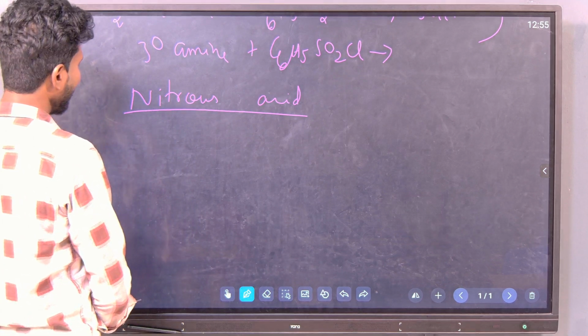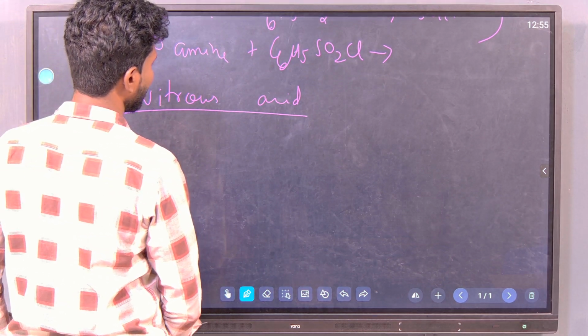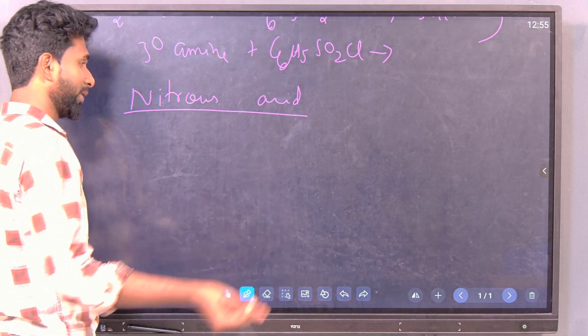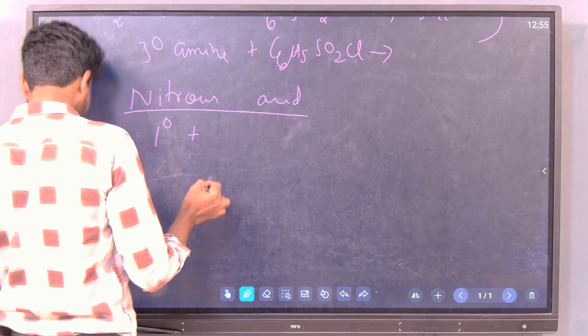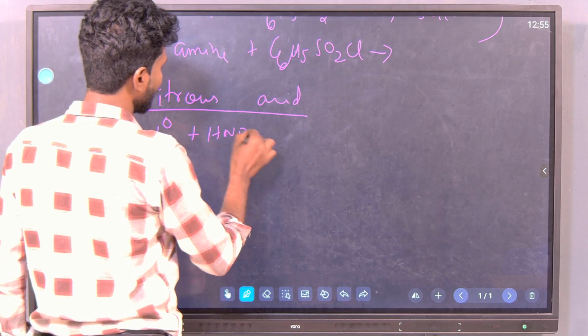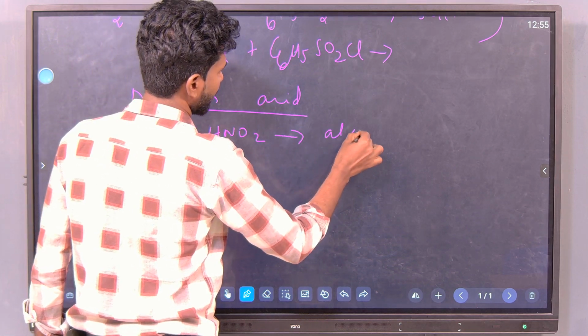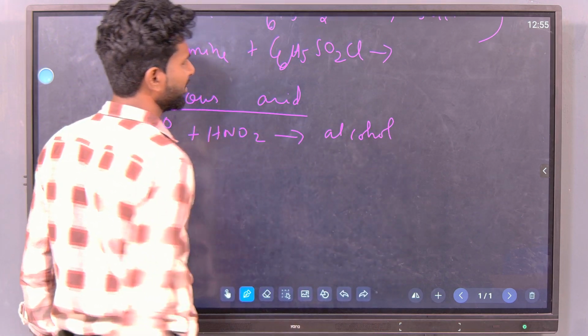Here, primary amine reacts with nitrous acid, HNO2, first forming a nitrite intermediate, followed by the alcohol. So primary amine reacts with nitrous acid and gives alcohol. Maybe ethylamine gives ethyl alcohol.